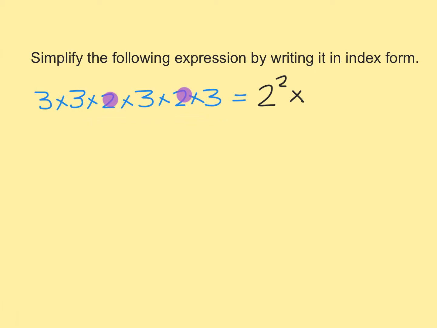So multiplied by, and now I'm going to have a look at what my next biggest number is, and in this case it happens to be a 3. So I've got 1 there, 1 there, 1 there, and 1 there, and that tells me that I've actually got 4 of them. So I go 3 to the power of 4. And that is how I've written this expression in index form. It's 2 to the power of 2 because I've got 2 2's, and multiplied by 3 to the power of 4 because I've got 1, 2, 3, 4 3's.